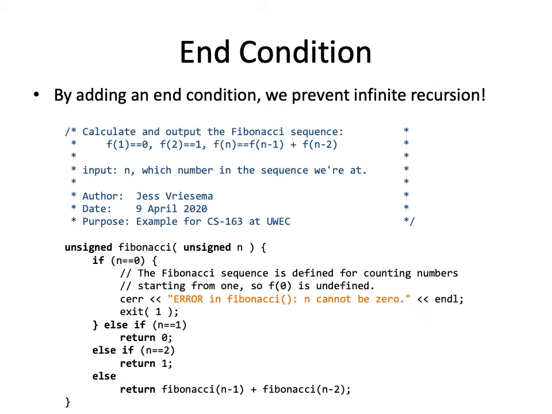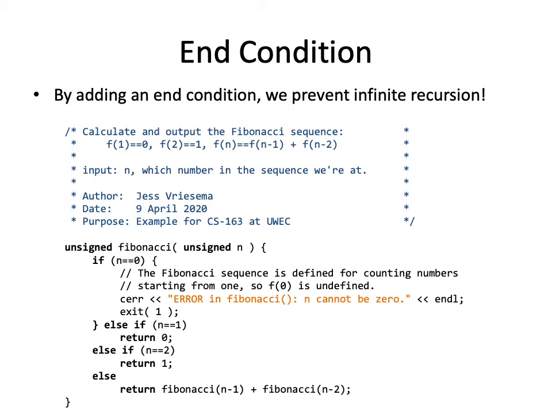So if n is not equal to 0, else if n equals 1, so if we call Fibonacci n equals 1, we know that that has to be 0 from the comment at the top of this function. F of 1 is 0. So return 0. But if n is not equal to 1, maybe n is equal to 2. So else if n equals 2, return 1. That's because the second number in the Fibonacci sequence is 1. So those are our two end conditions. If n equals 1, return 0. If n equals 2, return 1.